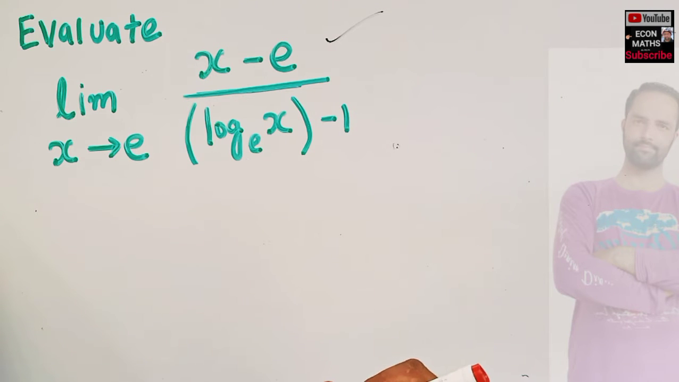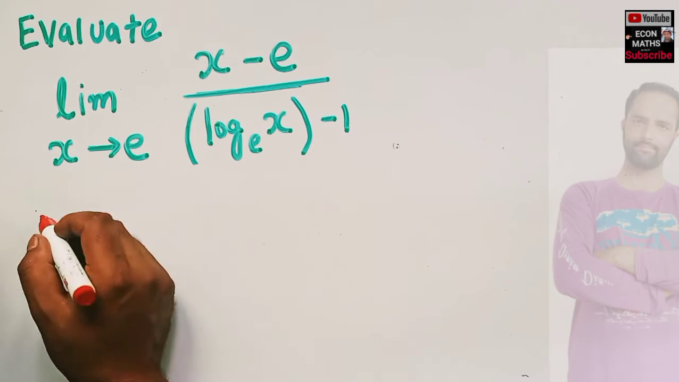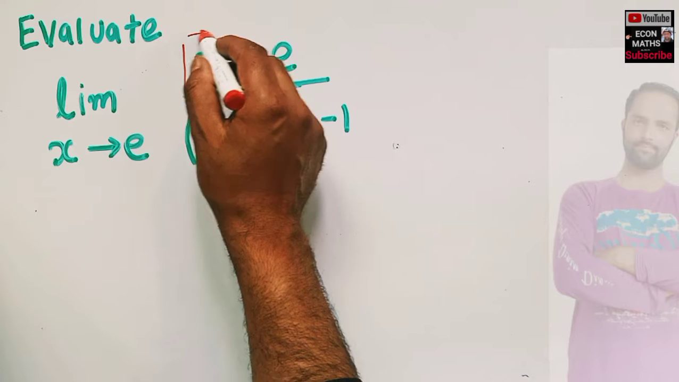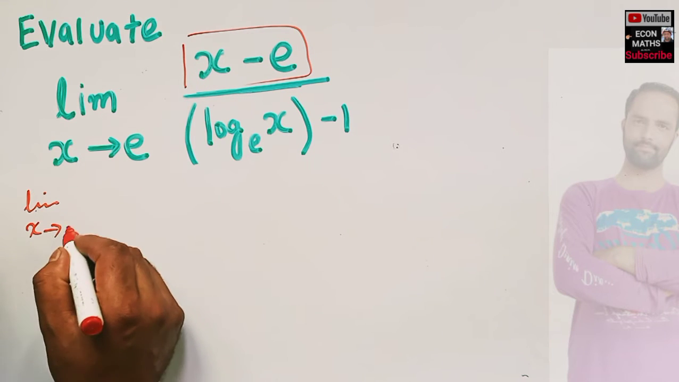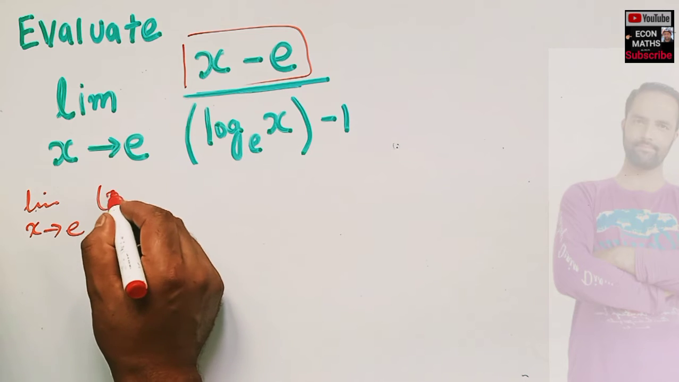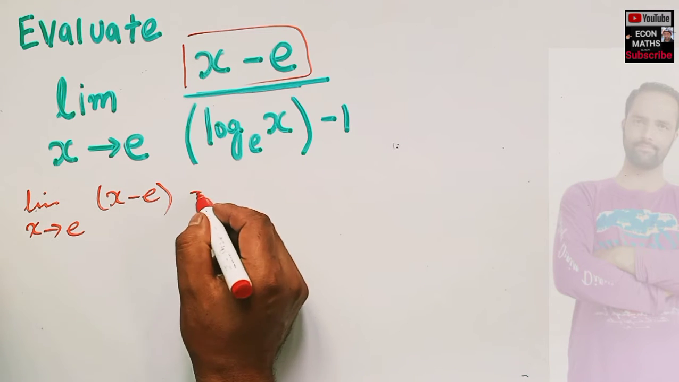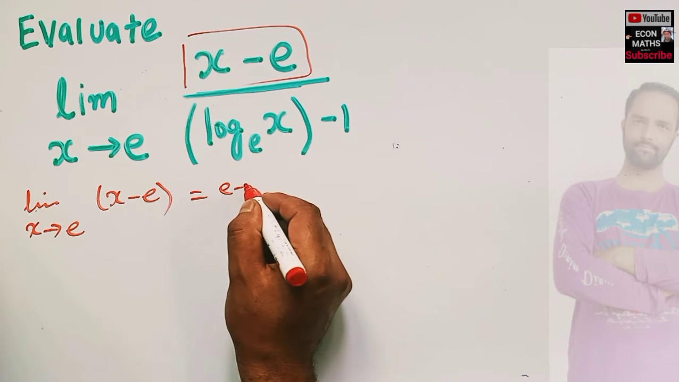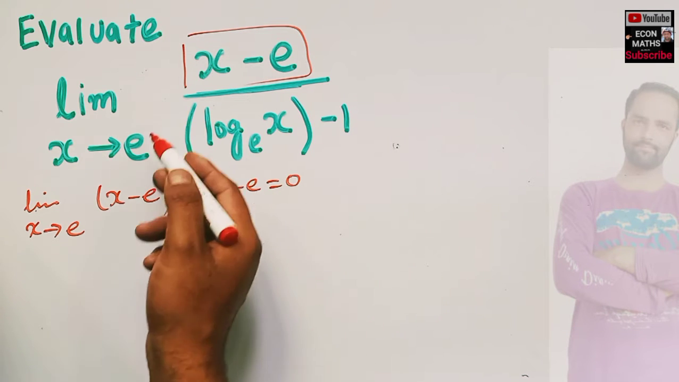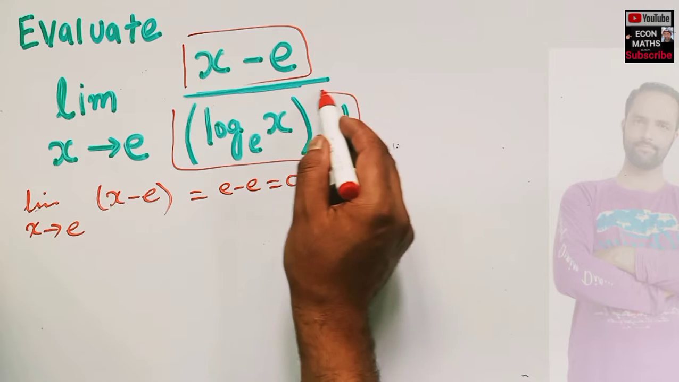Okay, so let's take the limit of the numerator first. If I take the limit as x tends to e of the numerator, that means x minus e, then as x approaches e, this function becomes e minus e, which comes out to be 0.